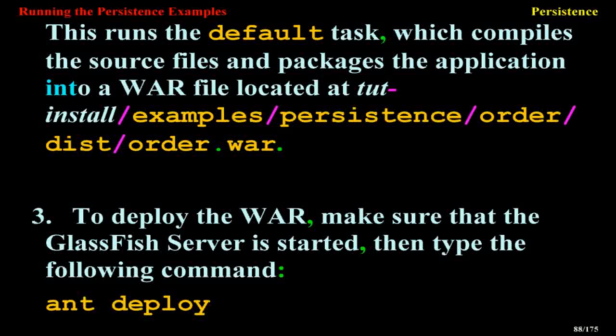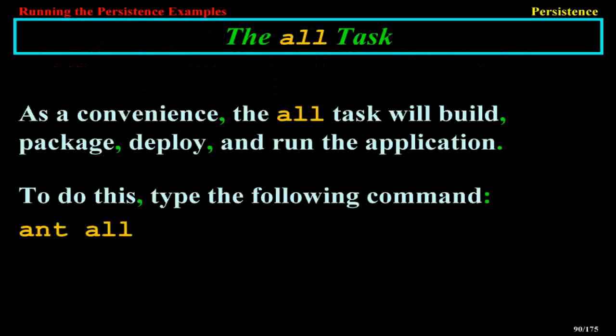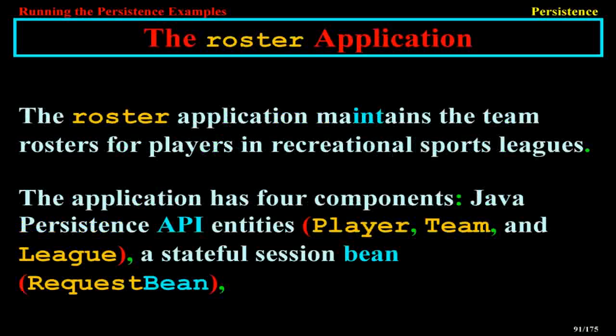To deploy the WAR, make sure that the GlassFish server is started, then type the following command and deploy. Open a web browser to http://localhost:8080/order to create and update the order data. The all task: as a convenience, the all task will build, package, deploy, and run the application. To do this, type the following command.